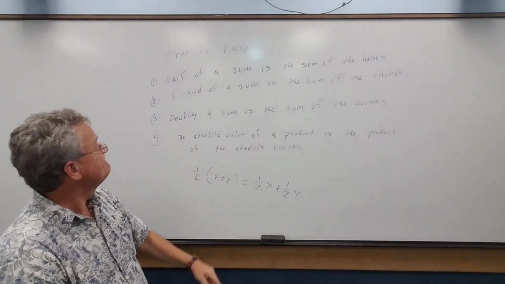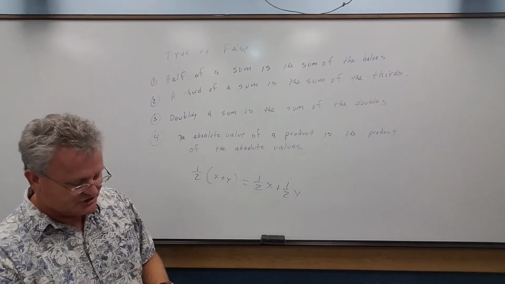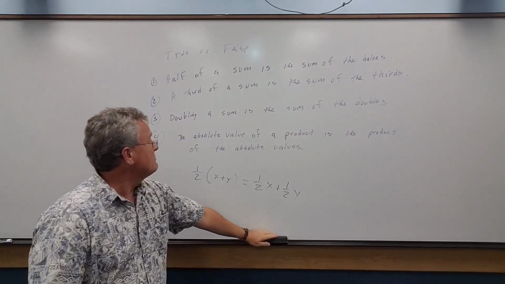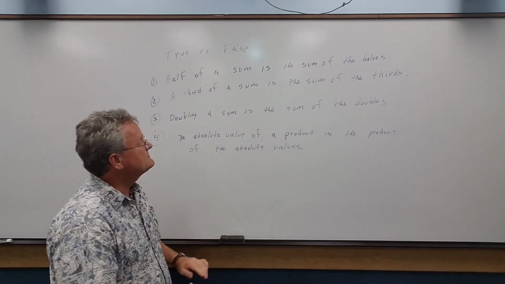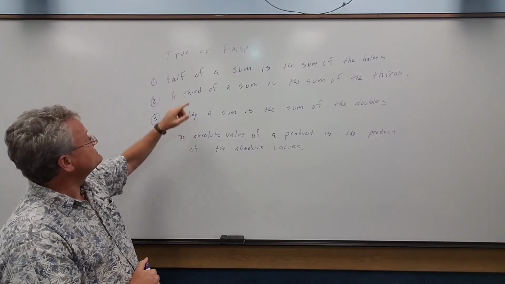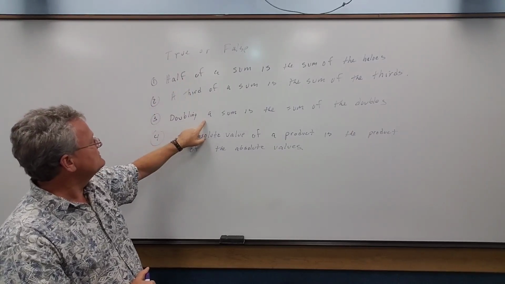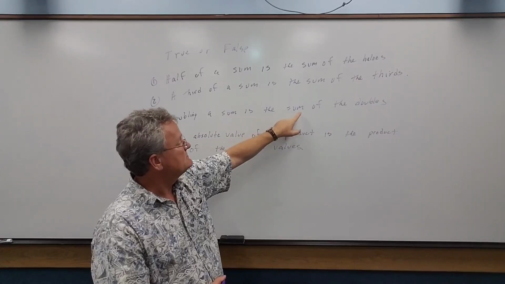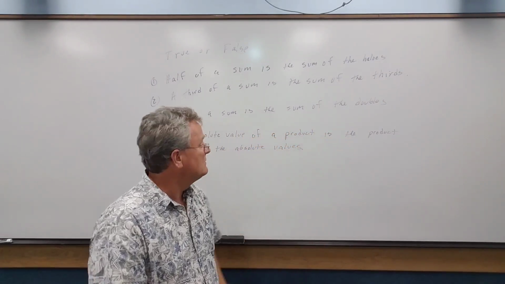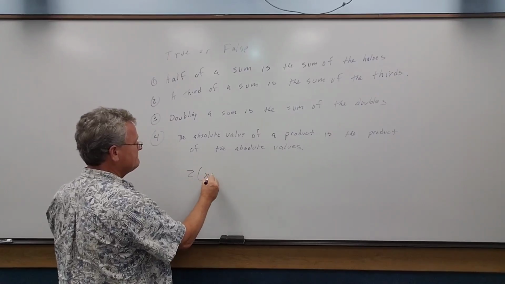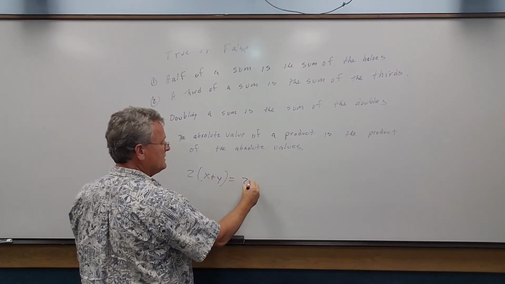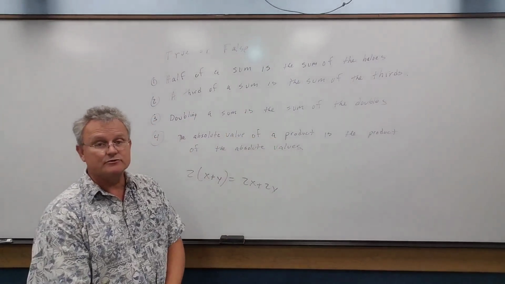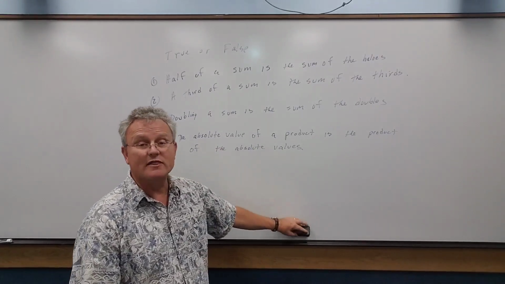That is true. Number 2 is the same idea, except I just changed the word from a half to a third. So I'm not going to bother doing that. What about number 3? Doubling a sum is the sum of the doubles. It's very similar to this. Instead of doubling a sum, you could say doubling a difference is the difference of the doubles. But doubling a sum, well, distributing, we get 2x plus 2y. So this is the sum of the doubles. That's true.